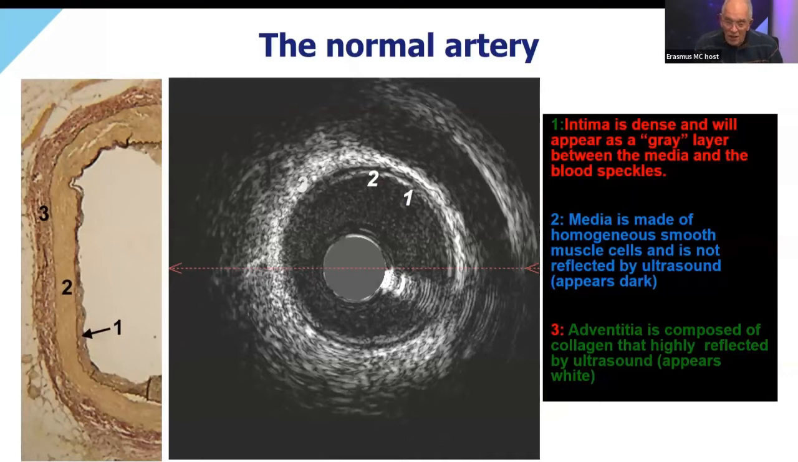The media is made of smooth muscle cells, and for ultrasound it is homogeneous. So there will be no differences in acoustic impedance in there, which means there's no reflection, and that's why the media appears dark. The adventitia is collagen, which has a high difference in acoustic impedance relative to the surroundings, so you have a strong reflection of that. And as said, the back of the adventitia, because this layer is quite thin, you cannot appreciate because it falls away in the surroundings.